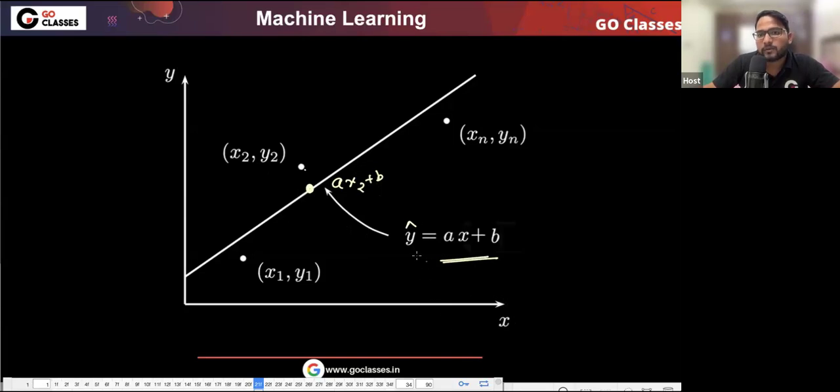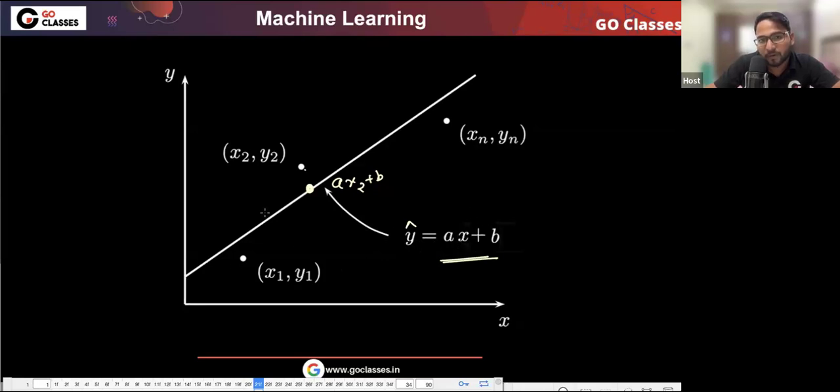Okay, so I will always write y-cap if it is a predicted value, and if it is a real value, then I will write y. I will follow this convention throughout the complete ML series. It's not just for one or two lectures. It is for the complete ML series.